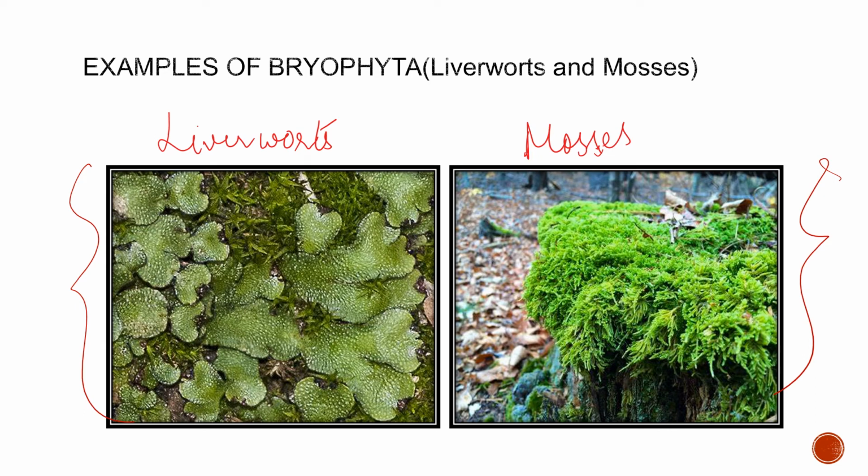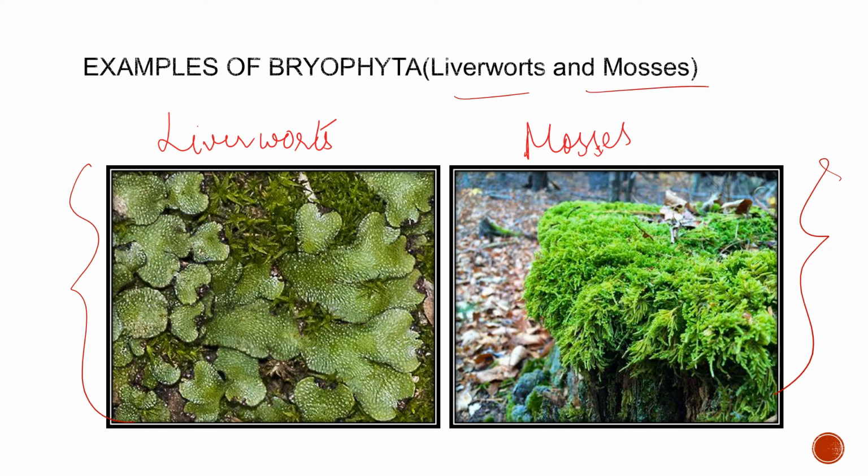They do not have roots. At times we can see the stem and the leaves. So roots are not visible, but we can see that they are green in color, so they are autotrophic and they can produce their own food. So these are the two main examples of Bryophyta.